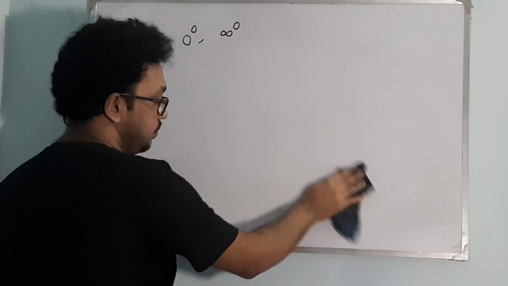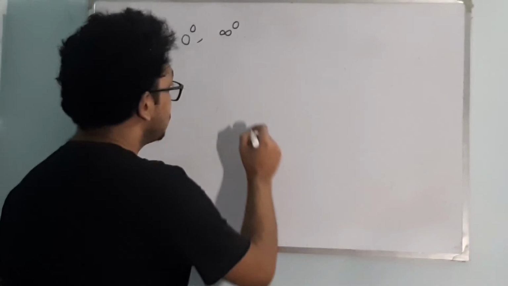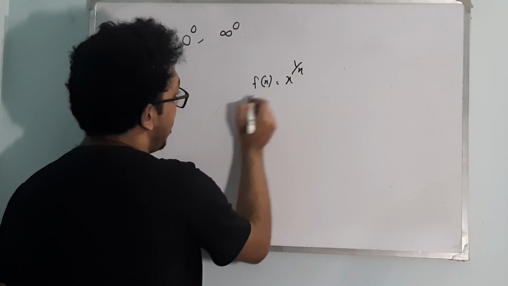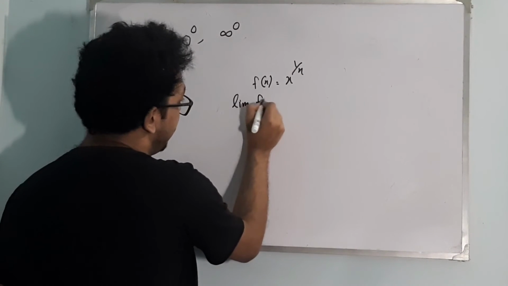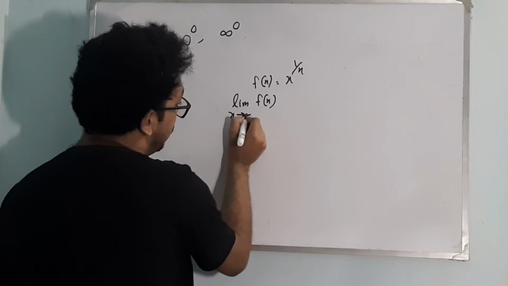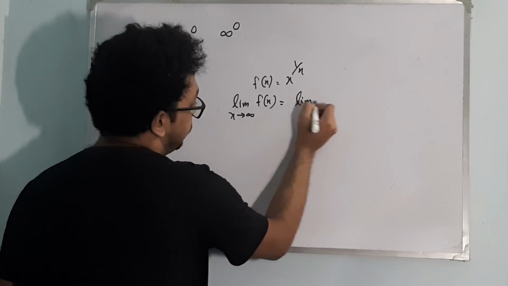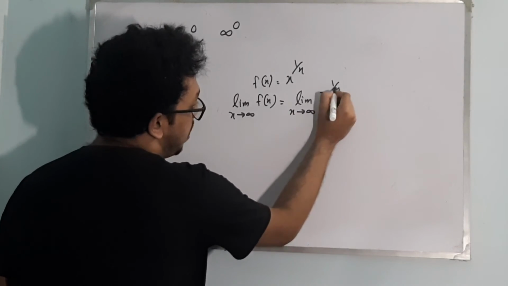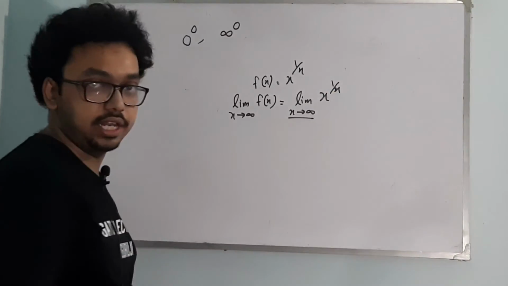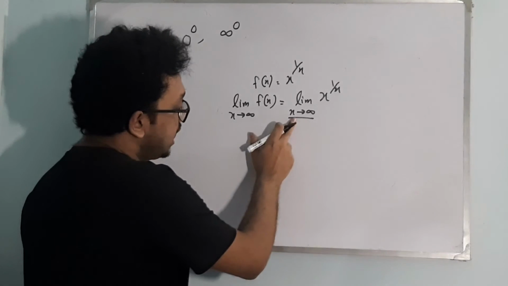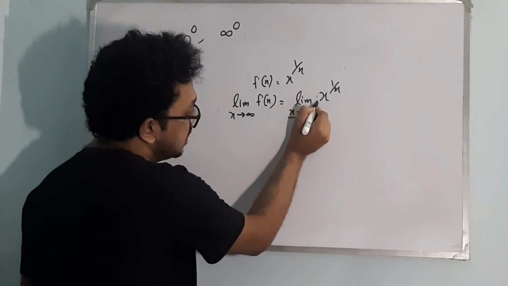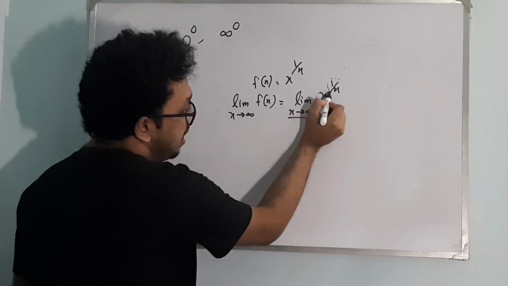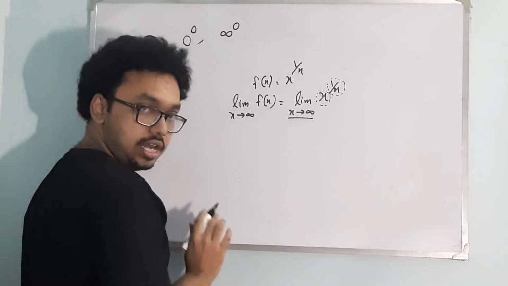Suppose we have a problem f(x) equal to x to the power 1 by x, and you have to find out the limit of f(x) when x is tending towards infinity. Clear? So you have to find out the limit of x to the power 1 by x when x is tending to infinity. Observe, when x is tending to infinity, this base is tending to infinity, and the power, that is 1 by x, is tending to 0, right?